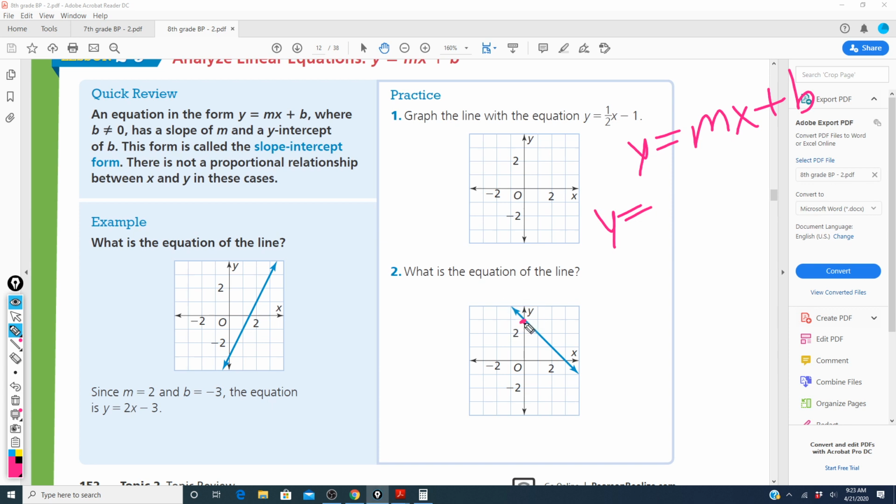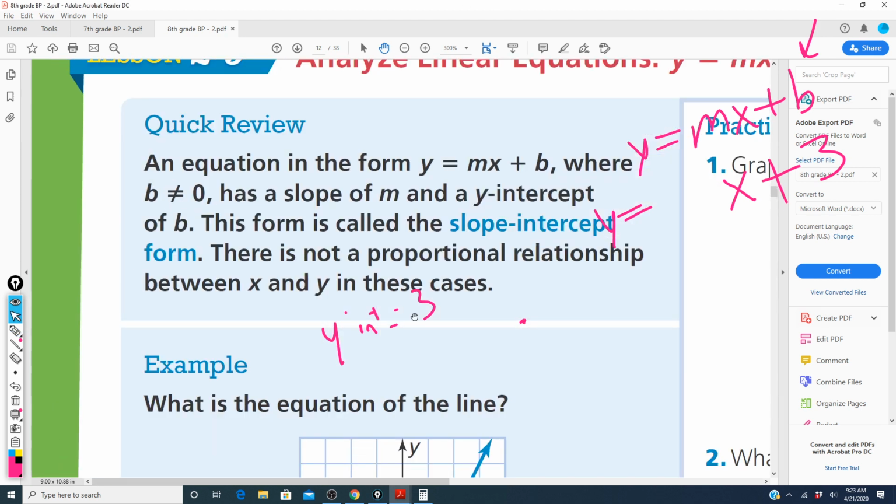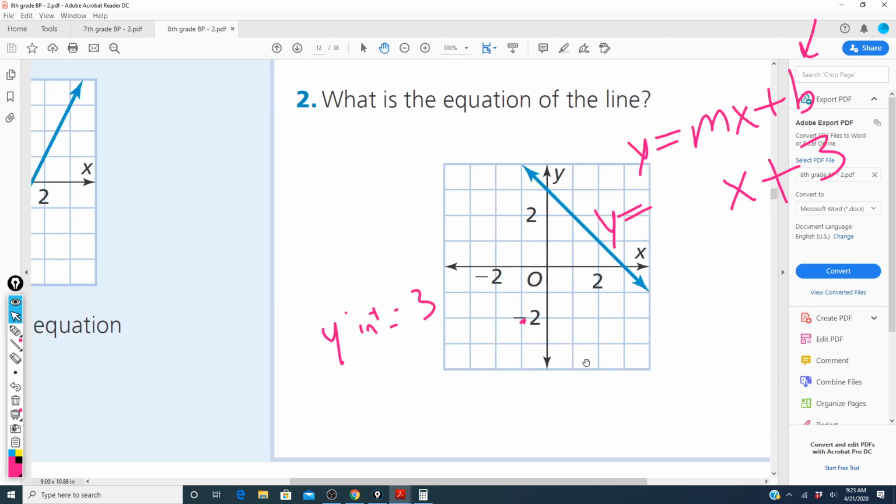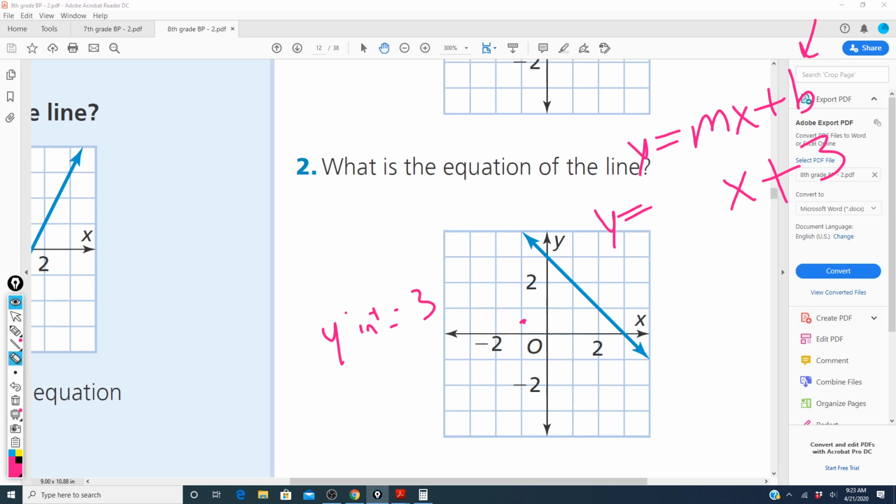The y-intercept looks like the number 3. If the y-intercept is 3 and b is the y-intercept, I can put the number 3 here. And then what is our slope? Your change in y over your change in x. If you start off here at your y-intercept, I go down 1, so it's a -1, and then over 1.